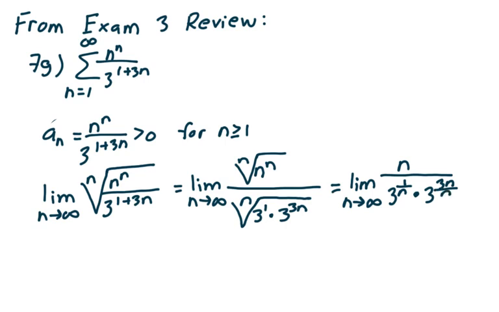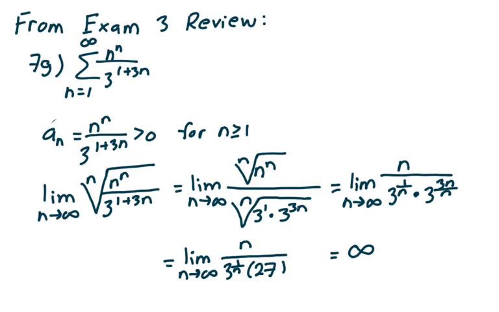But this is equal to the limit as n goes to infinity of n over 3 to the 1 over n times 27, because the n's cancel and 3 cubed, or 3 to the third, is 27. But this is equal to infinity.